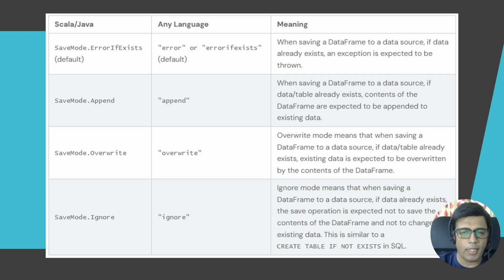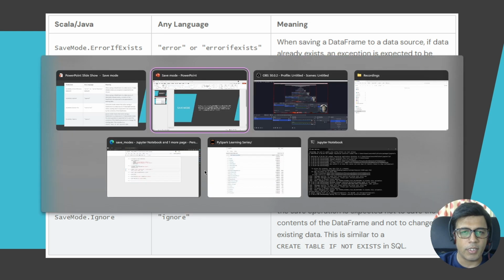Third one is overwrite. As the name suggests, it will delete the data and write a complete set of new data, and it will overwrite everything. The last one is ignore, where it will not write the data into the file. It will simply ignore. It will not throw an error, and it will not even overwrite. It will still maintain whatever data was present before the write operation. Let's see this in a live example.